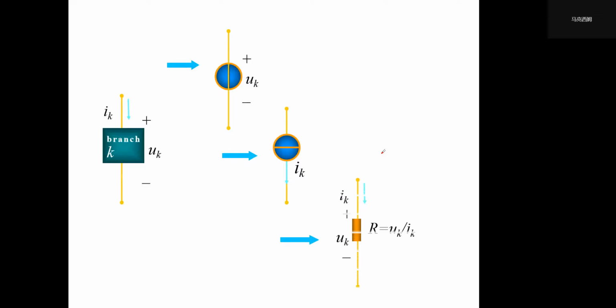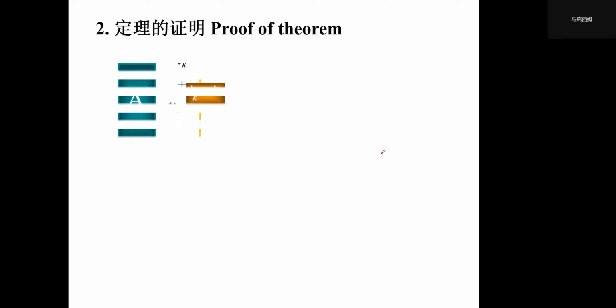See, we have a branch like this, and it has the voltage of UK and the current of IK. We can replace it with an independent voltage source with UK. And we can replace it with a current source with IK, both are right. And we can even replace it with a resistor, R equals UK over IK. So let's try to prove this theorem.